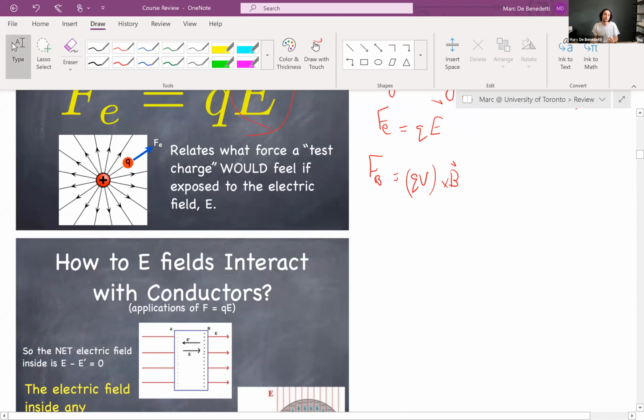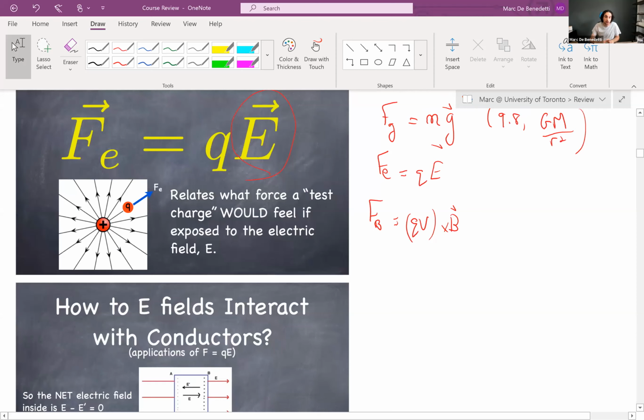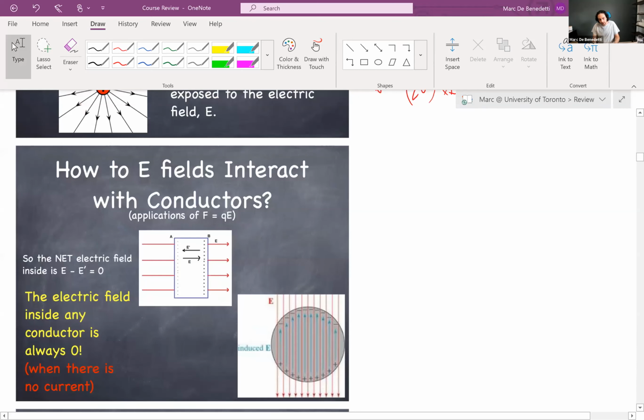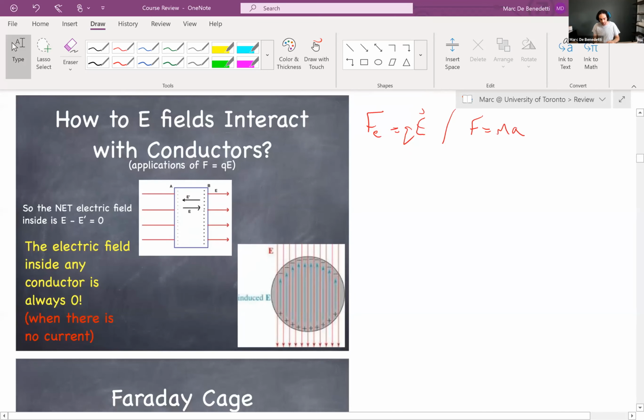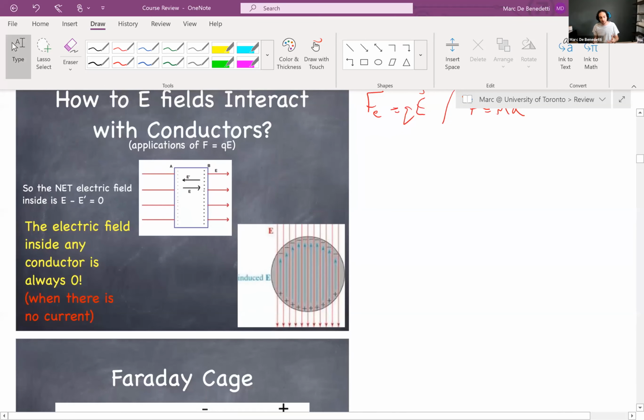Without delving any deeper into the electric field, just using F equals QE alone, we were able to piggyback that with F equals MA, and we were able to deduce some pretty cool things in the realm of electricity. So one thing we were able to deduce is something called a Faraday cage, and that pretty much means that in the static case, where there's no flow of charge and no current flowing through a conductor, there's no electric field inside of a conductor.